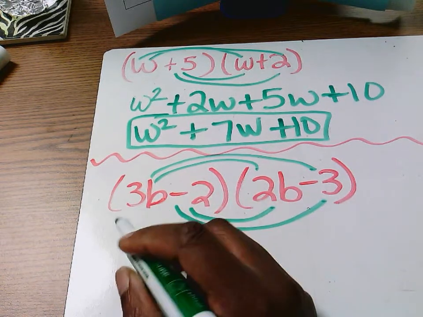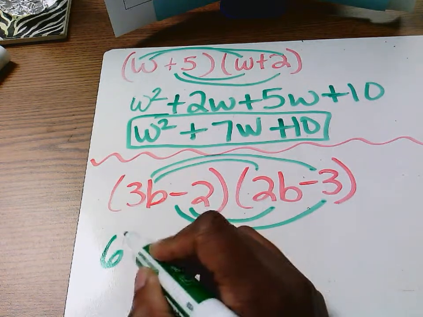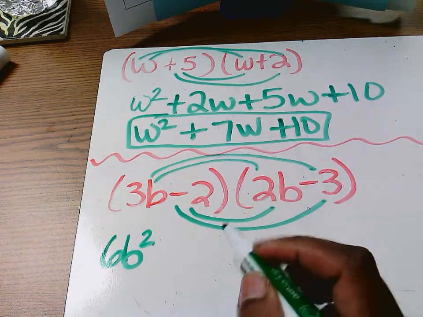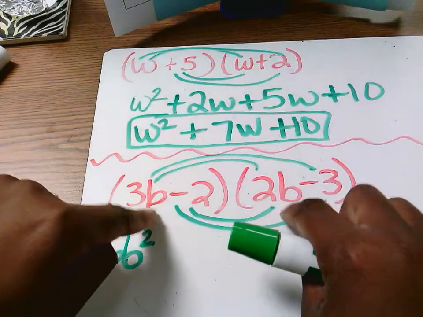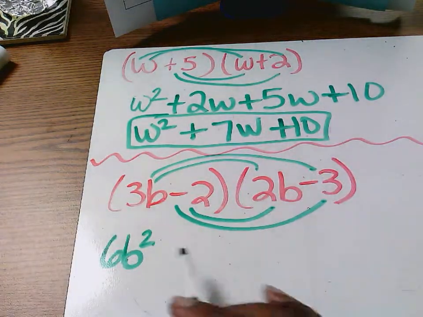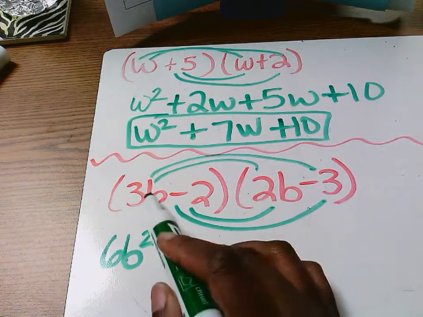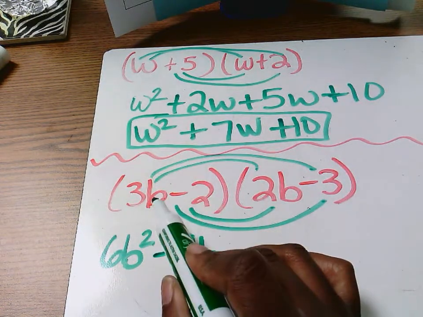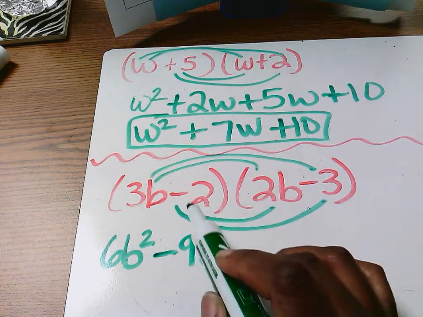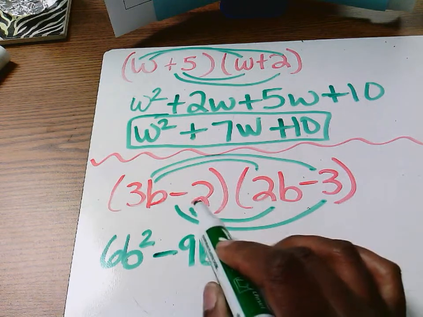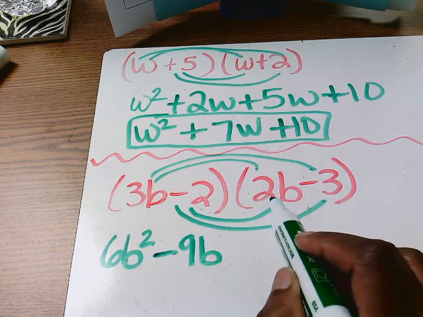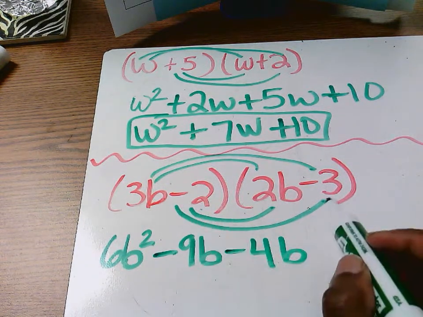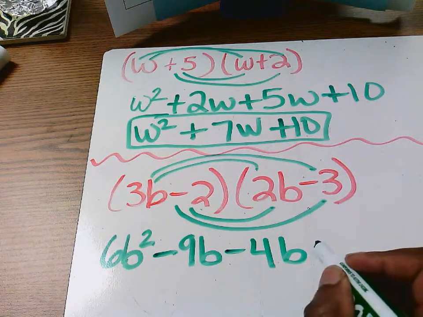3b times 2b is, that's right, 6b squared. Here's why. Remember, when multiplying like bases, we add the exponents. Moving on, 3b times -3 is -9b. Now let's deal with the second term. -2 times 2b is -4b. -2 times -3 is +6.